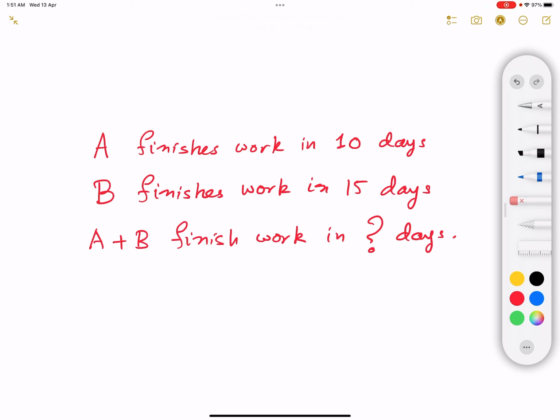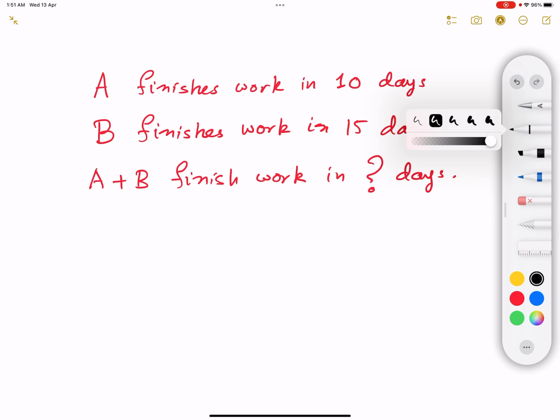In this video, I'm going to teach you how to solve this kind of problem. We know that A finishes work in 10 days. B, who is another person, finishes the same work in 15 days. If A and B work together, how long would it take both of them to finish the work, in how many days? How can we solve this problem? I will propose different ways, but I will start with the easiest and the most intuitive way.